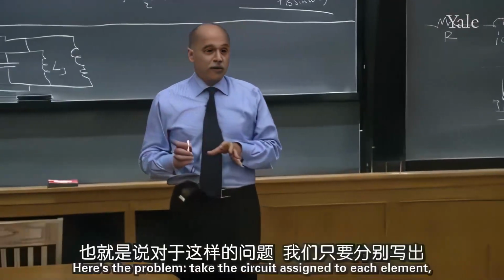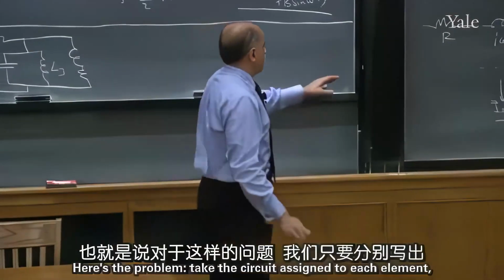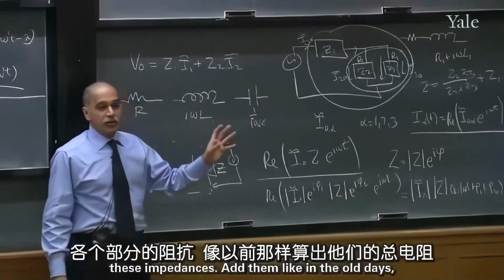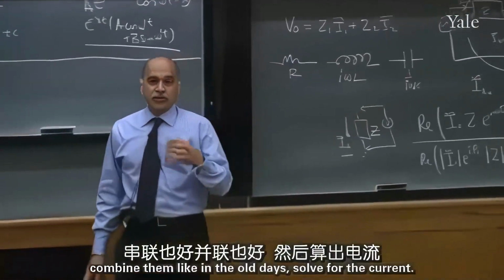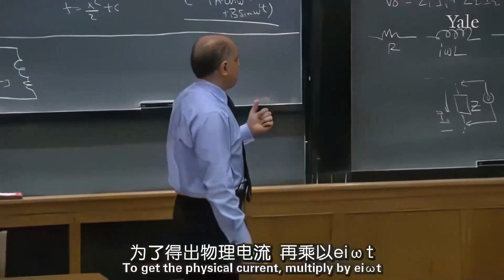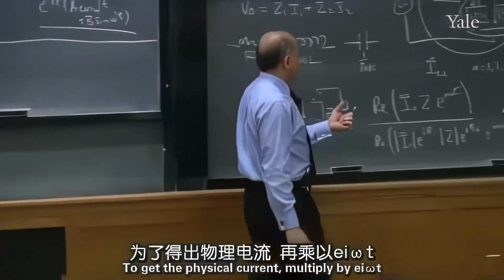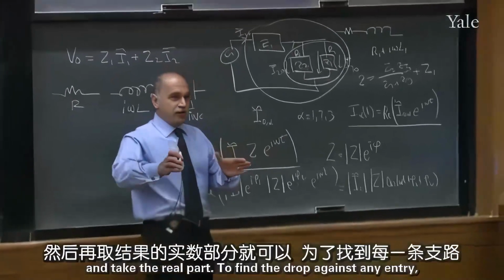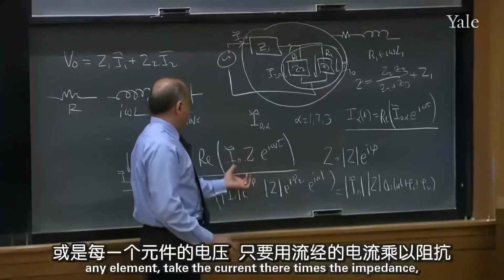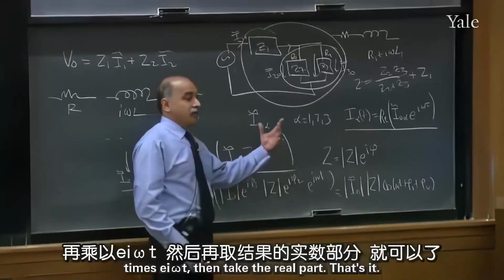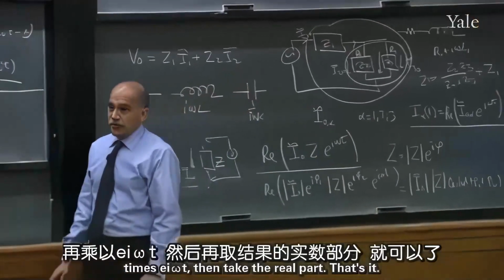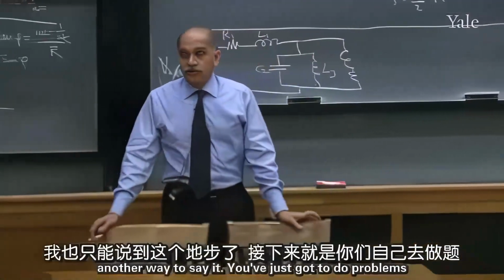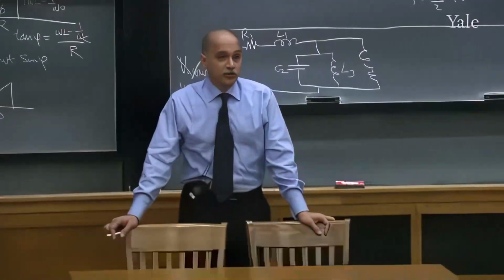Here's the problem. Take the circuit, assign to each element these impedances, add them like in the old days, combine them like in the old days, solve for the current. To get the physical current, multiply by e to the i omega t and take the real part. And to find the drop across any element, take the current there times the impedance times e to the i omega t, then take the real part. That's it. I cannot say it anymore because I don't know another way to say it. You just got to do problems so you get a feeling for how it's done.